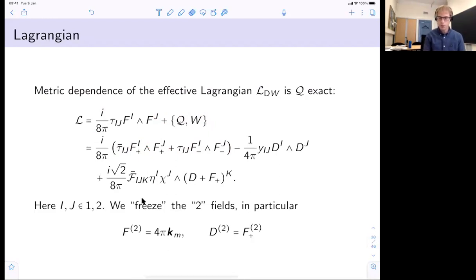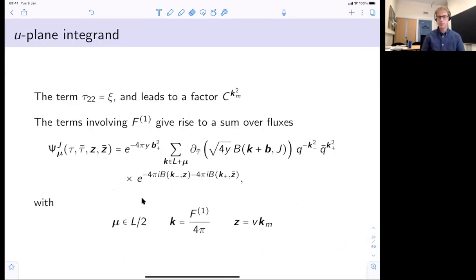As I said, we will freeze the two fields in this Lagrangian, where F_2 is the flux which couples the hypermultiplet to the spin-C structure necessary to make it well defined. So F_2 is equal to 4 pi times K_m. And then another kind of freezing is the auxiliary field is equal to F plus the self-dual part of this. Okay. Then we get a full sum over the U(1) fluxes of the unbroken U(1) gauge symmetry, which takes the following form.